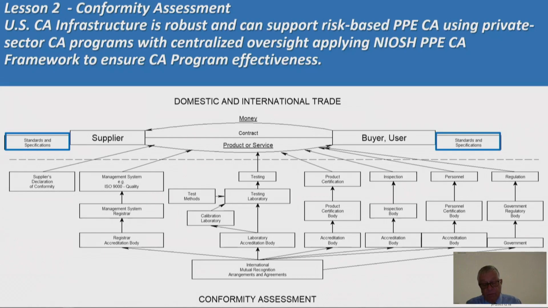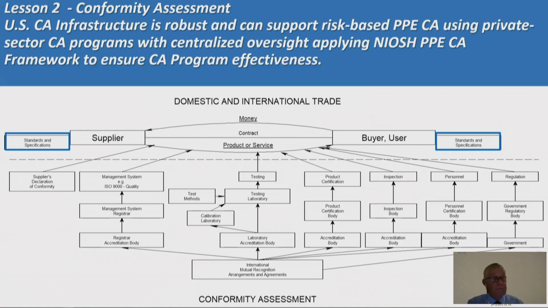NIOSH already provides oversight for respirator approvals, so there should be no technical reasons why the infrastructure could not support NIOSH to update its existing program. However, the infrastructure lacks a centralized authority to be administered for the application for non-traditional and public uses, and this should be considered by the Academies panel.